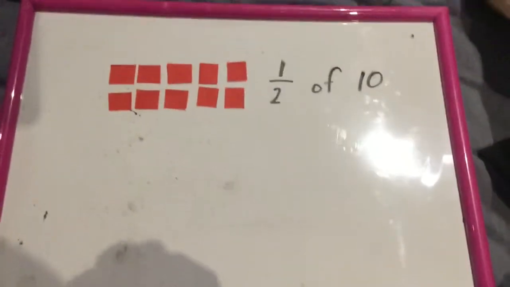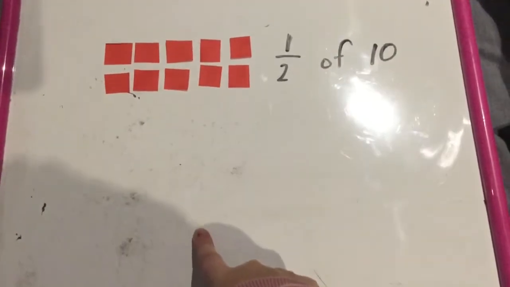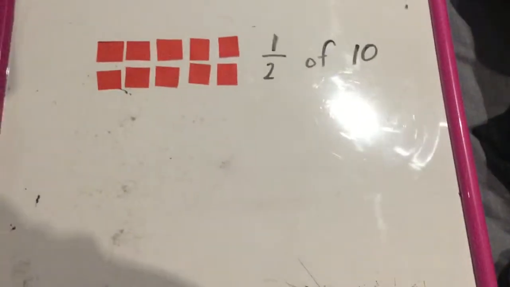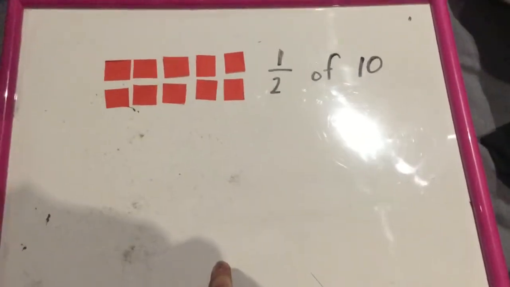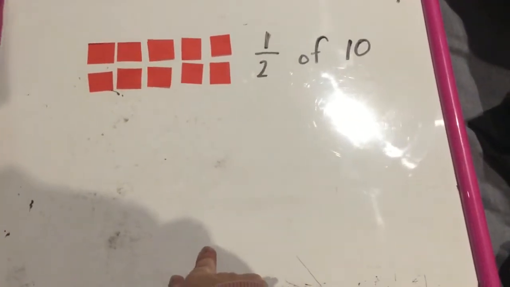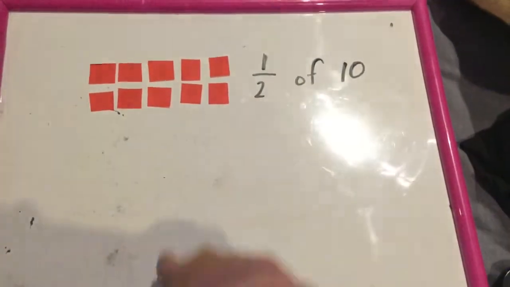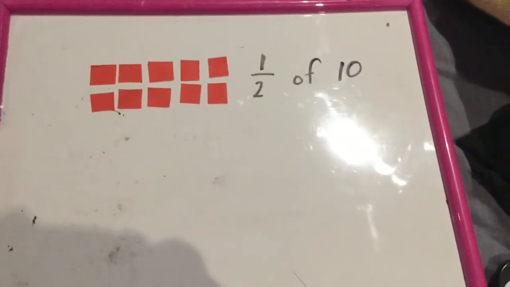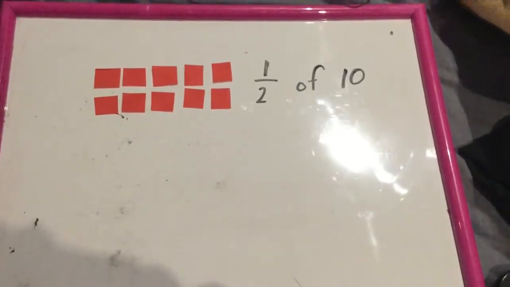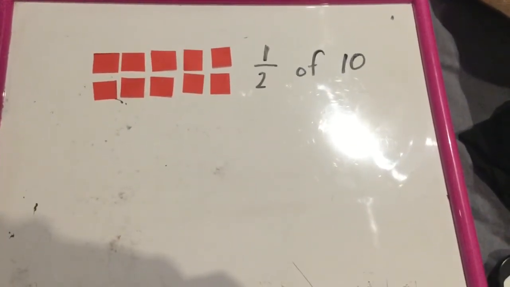Okay, the next part is finding a fraction of a number. So if you've got some counters, you can do this in front of you, which we did today on our hangout, or you can just draw them as well. So I've got 10 squares of paper up here, and I'm going to pretend they're jelly beans today. Okay, and I want to find half of 10. So if I was going to give half of them to RD and I was going to keep half, how many would we each get?